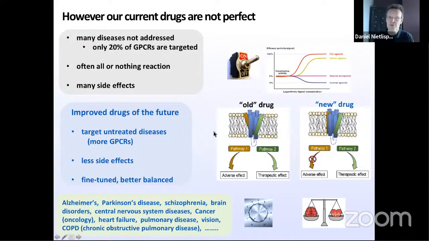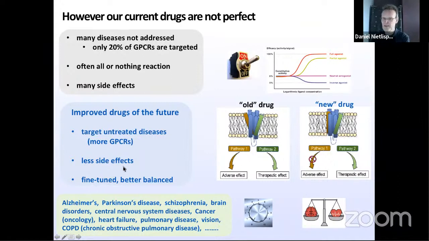However, the current drugs are not perfect at the moment. Many diseases are not really targeted. To some extent, this is because currently only about 20% of GPCRs are targeted by drugs. Very often, the effect of a drug is all or nothing, so it's like on or off. And a lot of the drugs have many side effects as well. Now, what we would imagine an improved drug would provide is that it will be able to target untreated diseases, so diseases for which currently there is no cure, that they will have fewer side effects and that they are also fine-tuned.